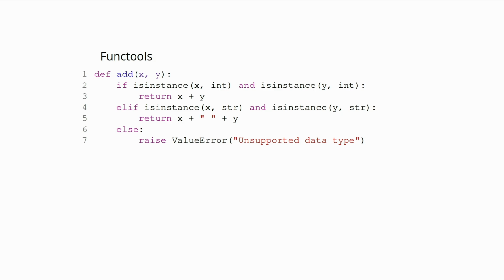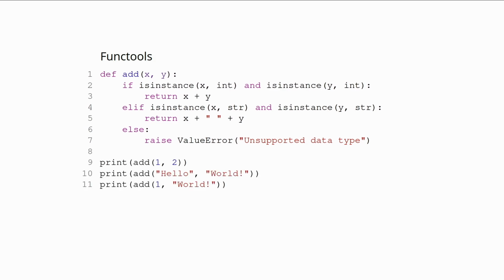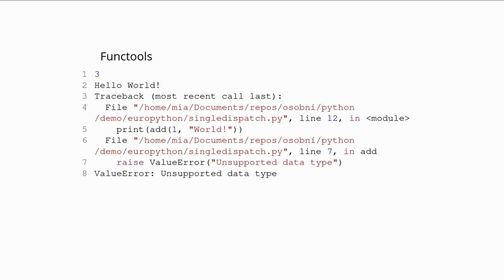So here you can see an example of how you could do it. You basically use isinstance. And if we try to run it with different values, we can see that it behaves as expected. So this is functional. However, there might be another approach to solve this problem.